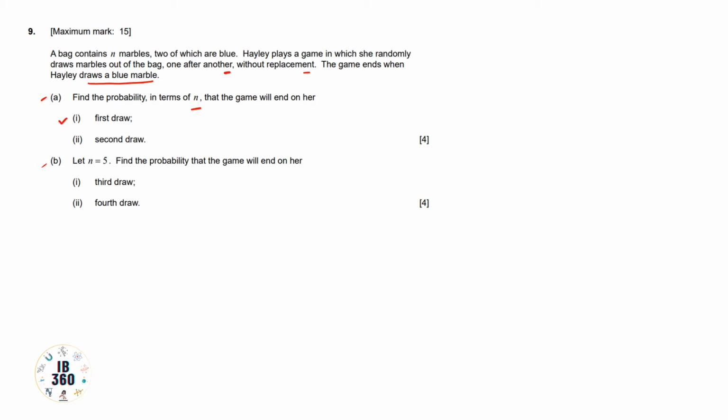It means, if this is a bag, then n number of marbles are there, and of them two blue marbles are there. This is one blue marble and this is another blue marble. So two blue marbles are there and other marbles are also there. Ultimately the other marbles number n minus 2, and two marbles are blue.